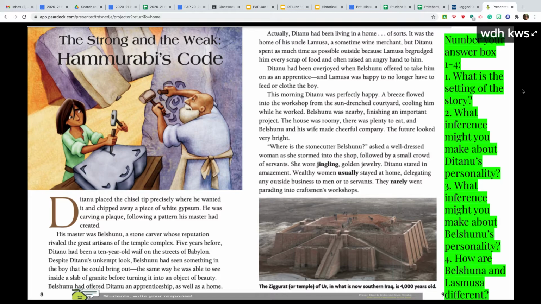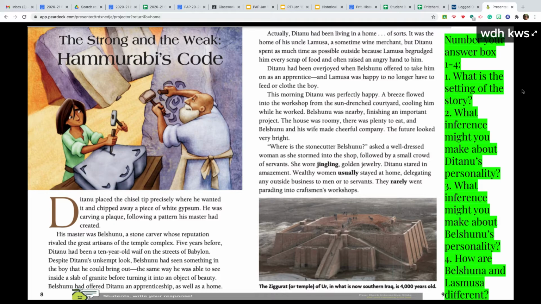Actually, Dotanu had been living in a home of sorts. It was the home of his uncle Lamusa, a sometime wine merchant. But Dotanu spent as much time as possible outside because Lamusa begrudged him every scrap of food and often raised an angry hand to him. Dotanu had been overjoyed when Belshunu offered to take him on as an apprentice, and Lamusa was happy to no longer have to feed or clothe the boy.